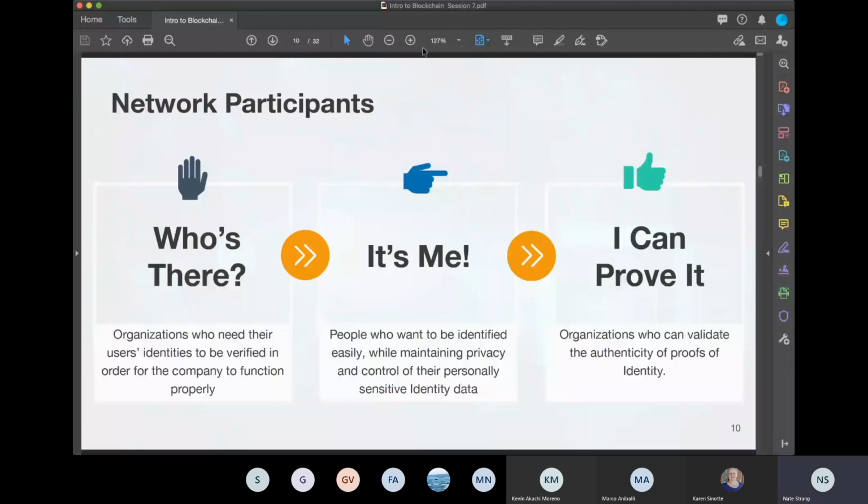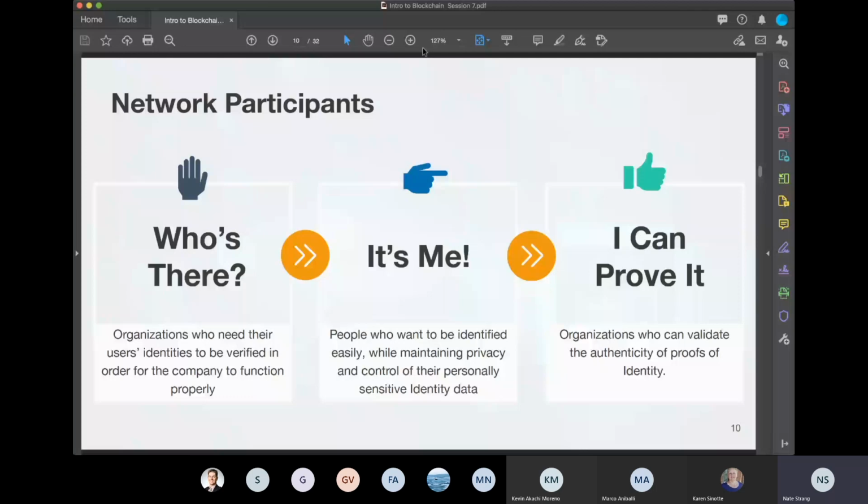The second type of participant in the Kevlar network is people who want to be identified easily. Those are the people who say, it's me. I'm someone who's signing into a web platform or trying to gain access to a certain real world event. And these people also have an interest to maintain privacy and control of their sensitive identity data. And we'll look at how they do that in a second.